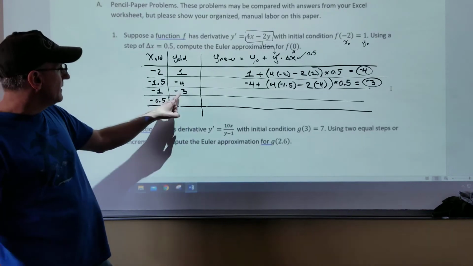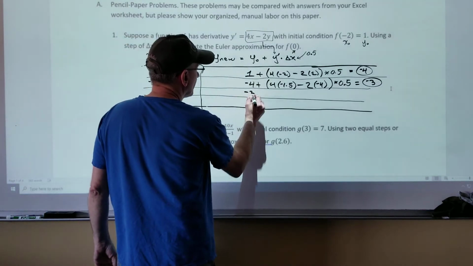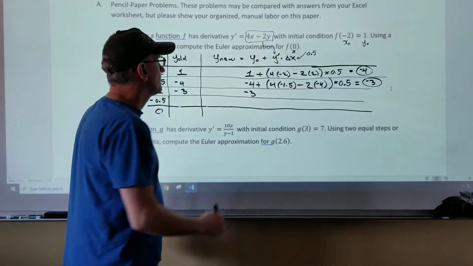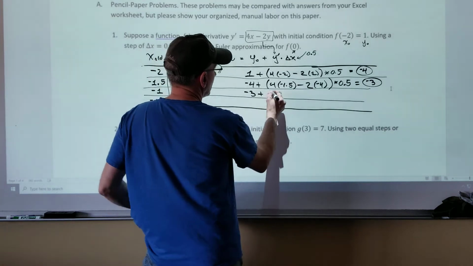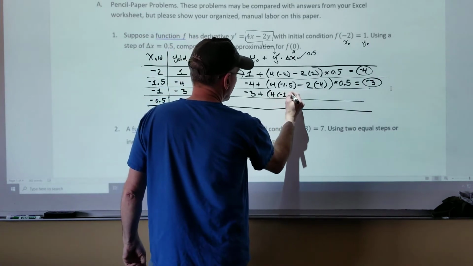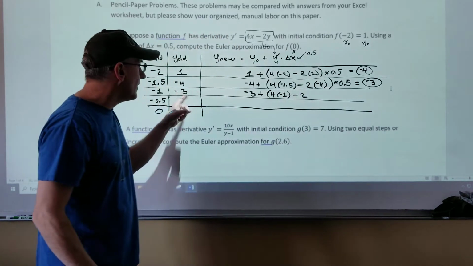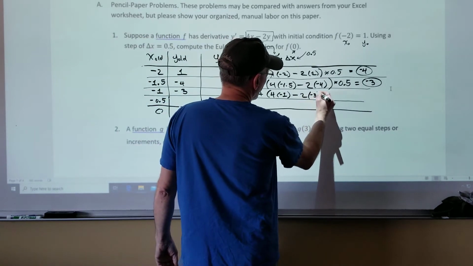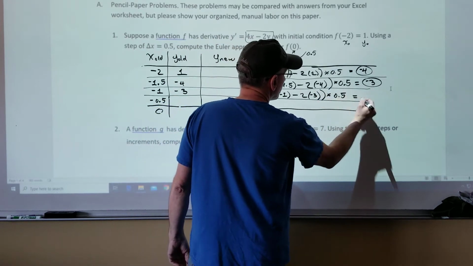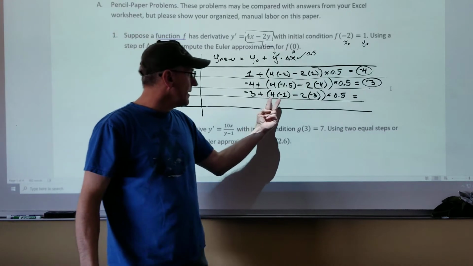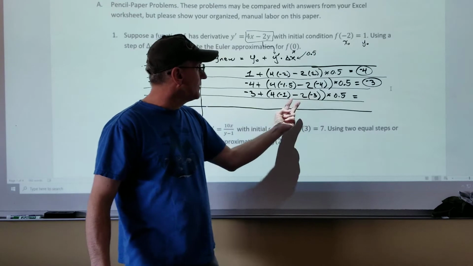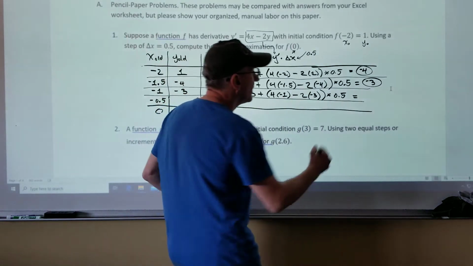We're going to take this old y. We're going to add to it a calculation for the derivative, which looks like this. 4 times the old x minus 2 times the old y. Complete all that calculation before you multiply by the step. What would that be? Well, there's -4 and there's +6, so -4 plus 6 is 2. Half of 2 is 1, and 1 added to -3 is -2.